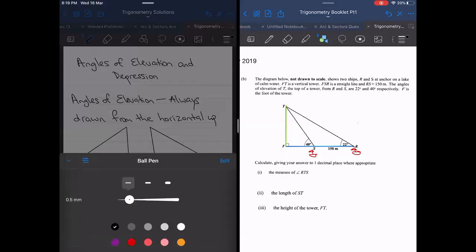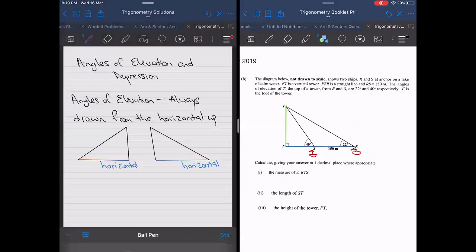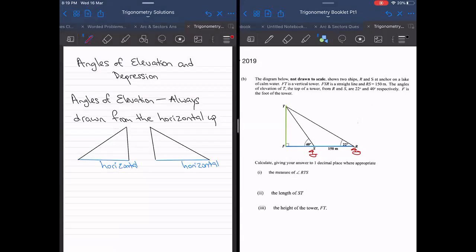All right, so I'm calling the flat part the horizontal. And I'm saying basically, first of all, we know this has to be the right angle. That therefore leaves us with two angles.